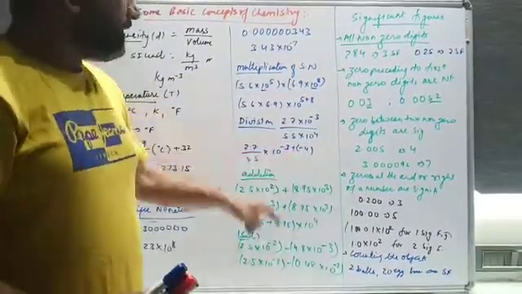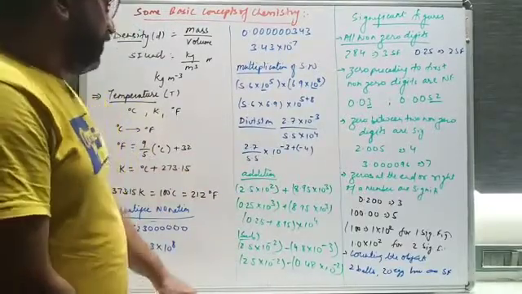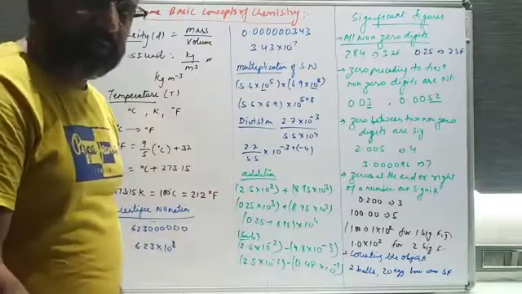Okay, beta. So minus and plus will become minus. If the base is the same, then the powers will be added. This is multiplication, so you will also be able to do the multiplication.